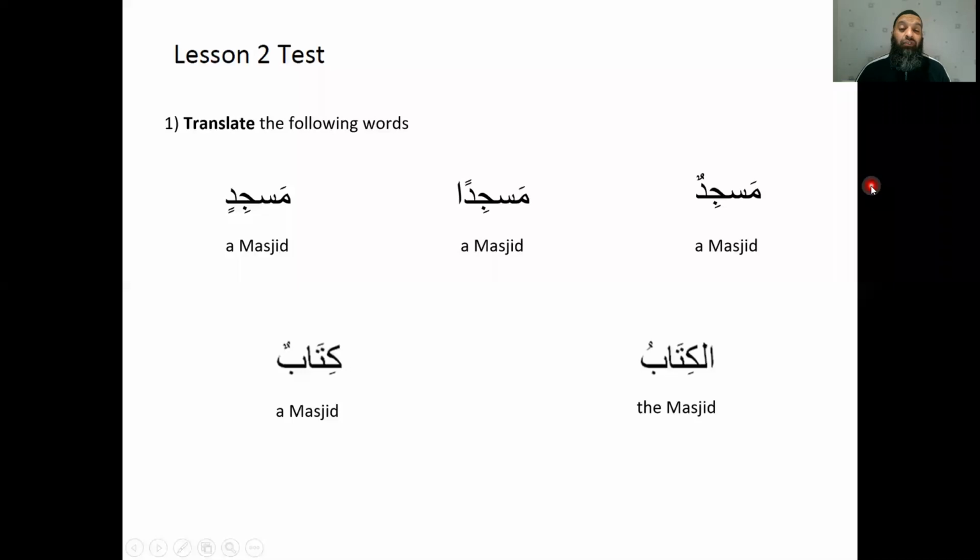So, test. Translate the following words. These three here are masjid. The reason I did this is to remind you again that masjidun is the same as masjidan, which is the same as masjidin in meaning. In the literal meaning, it's exactly the same. The case does not change the meaning of the word. What the case does is something interesting in the sentence, which we will learn inshallah, but the case does nothing to the literal meaning of the word.